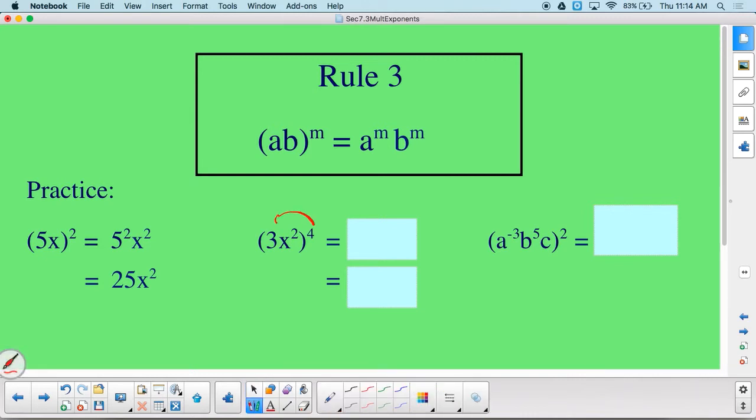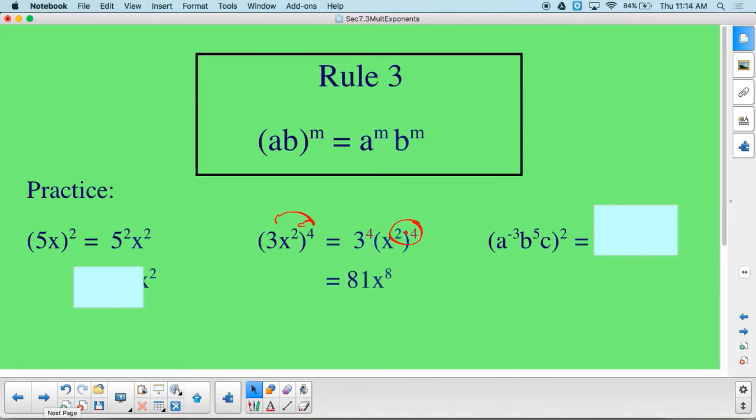Next one, we have to apply the exponent to both factors. So we'd have 3 to the 4th, x squared to the 4th. Well, 3 to the 4th is a number. We can find that either with our calculator or mental math. X squared to the 4th, we use our second rule from the one we learned today, that we multiply these. So this is going to be 81x to the 8th.